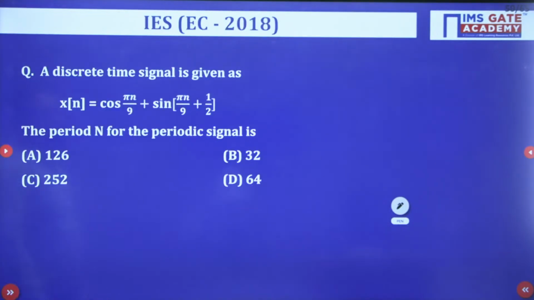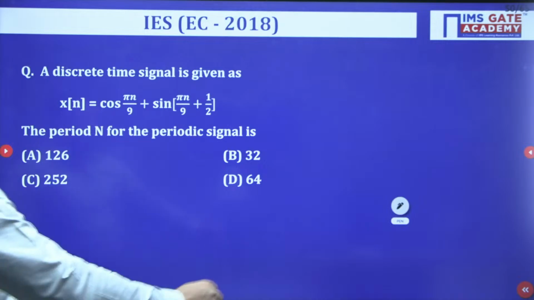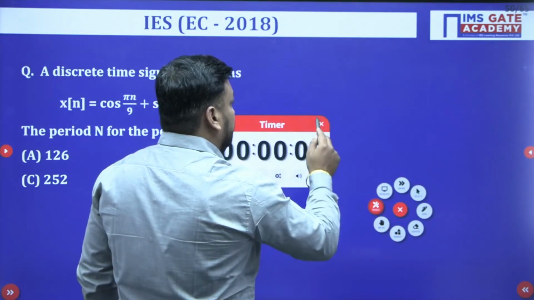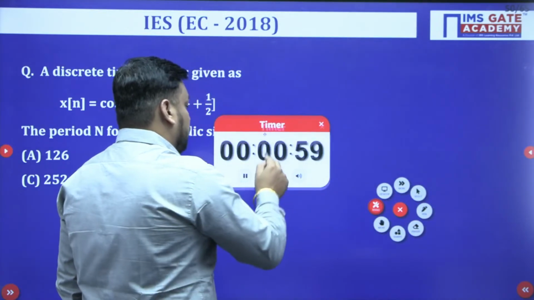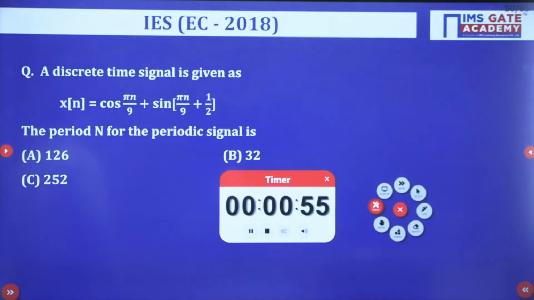Let's go. This question you need to solve, children. I am waiting for your reply. I am giving you 1 minute to solve this question. Take your time and try to solve this within 1 minute, guys.